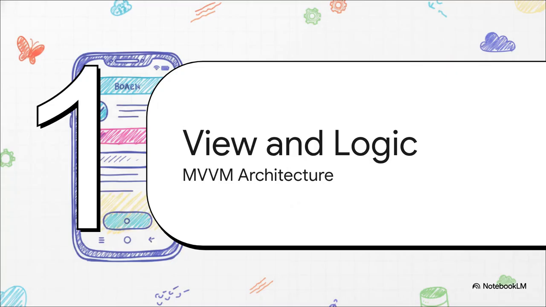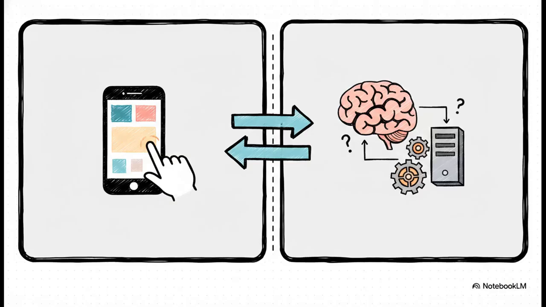Moving right along to section 2, separating view and logic with the MVVM architecture. Before we write a single line of UI code, we absolutely have to establish strict boundaries for our architecture. Notice how cleanly responsibilities are divided in the MVVM pattern. Model, view, ViewModel. On one side, we have the view. Think of your login page or home page.